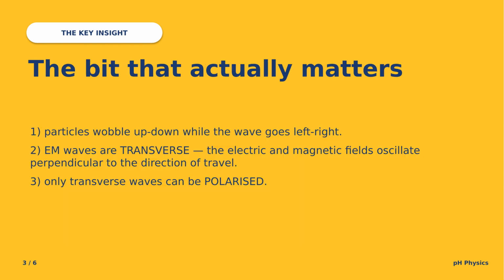Three things. 1. Particles wobble up and down while the wave goes left to right. 2. Electromagnetic waves are transverse. The electric and magnetic fields oscillate perpendicular to the direction of travel. 3. Only transverse waves can be polarized.